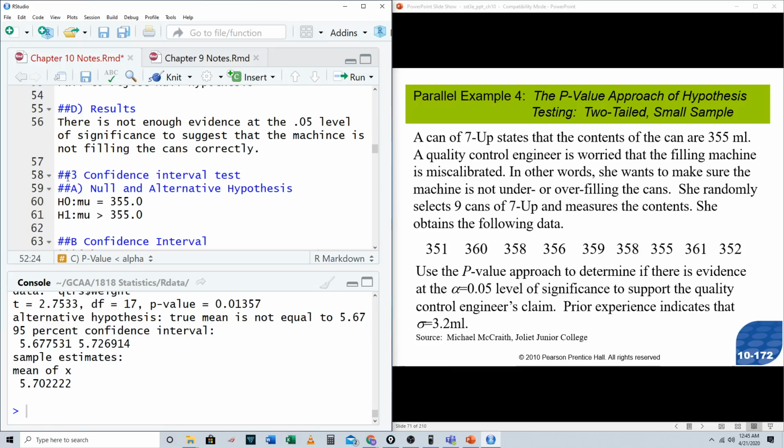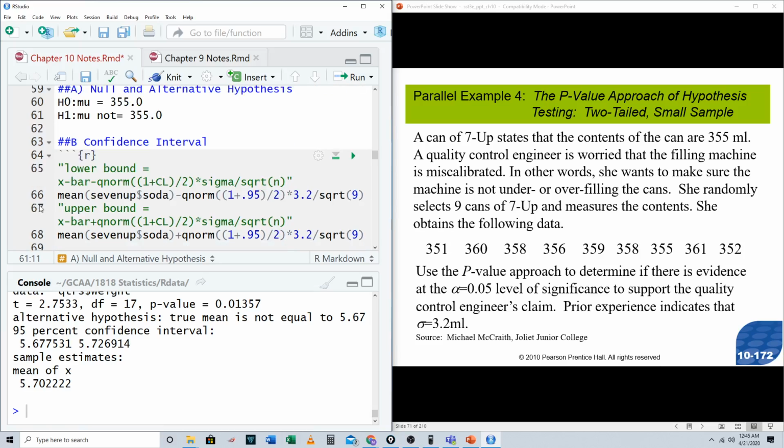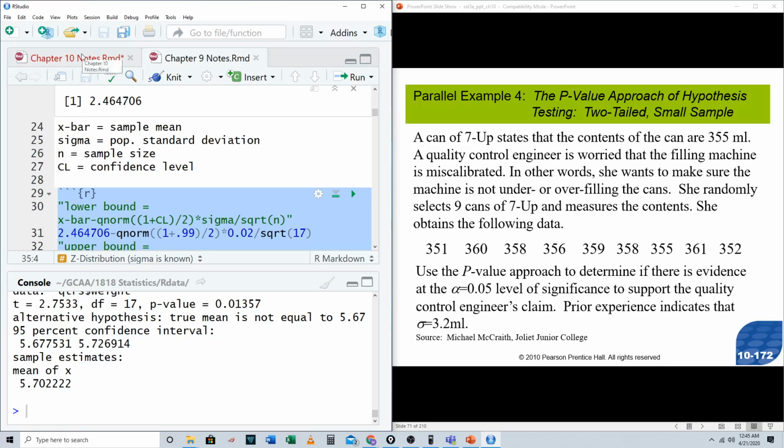Now, the last way to do this, part 3, is confidence intervals. And here's the nice thing about confidence intervals. It doesn't matter if this is not equal to, if it's a 1 or 2 tail test. One or two tail tests do not matter for confidence intervals. Could be greater than, could be less than, could be not equal to. Makes no difference. So we first set up the null and alternative hypothesis, and then you do the confidence interval, just like we did in chapter 9, confidence intervals.